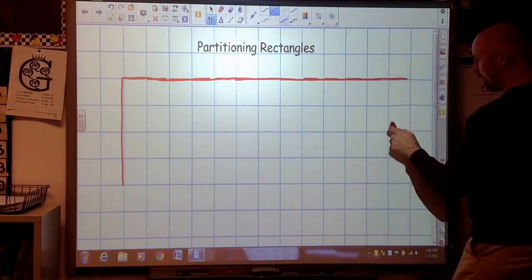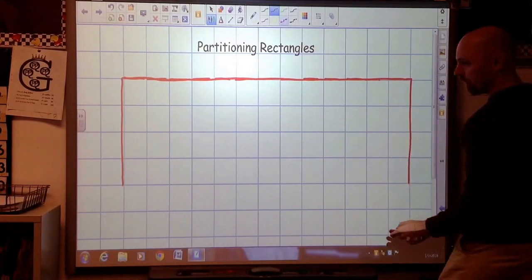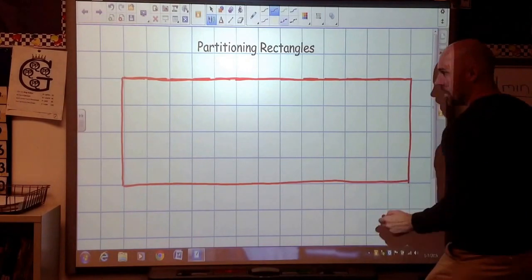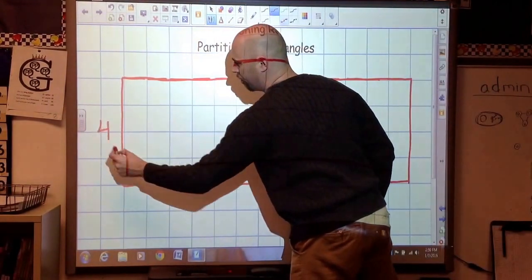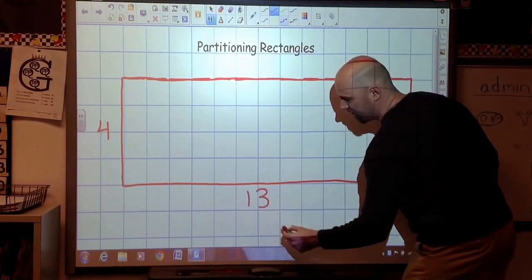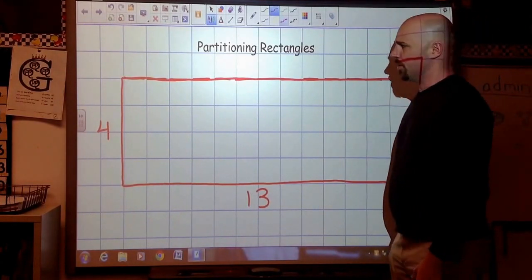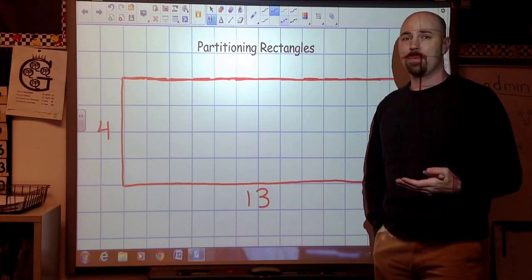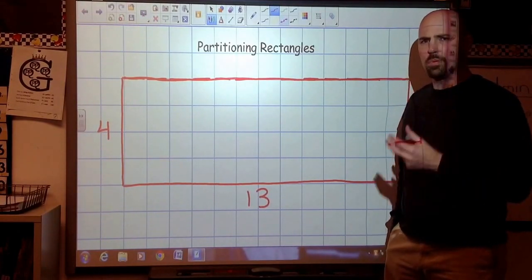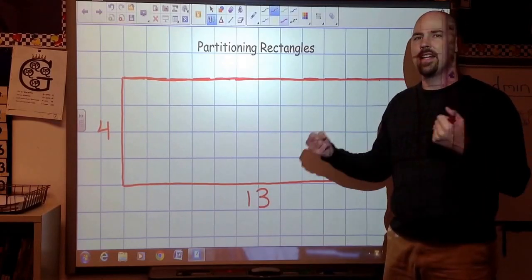So let's complete our rectangle. So this is 4, and to start off when we do partitioning rectangles, I have them write the 13 down below, and you're going to see why in a minute. So it's 4 by 13. So instead of saying, well, what's 4 times 13, because maybe some kids can't do 4 times 13, that's not one that you just memorize, we go, well, let's break it into its pieces. Let's break it into its tens and its ones.